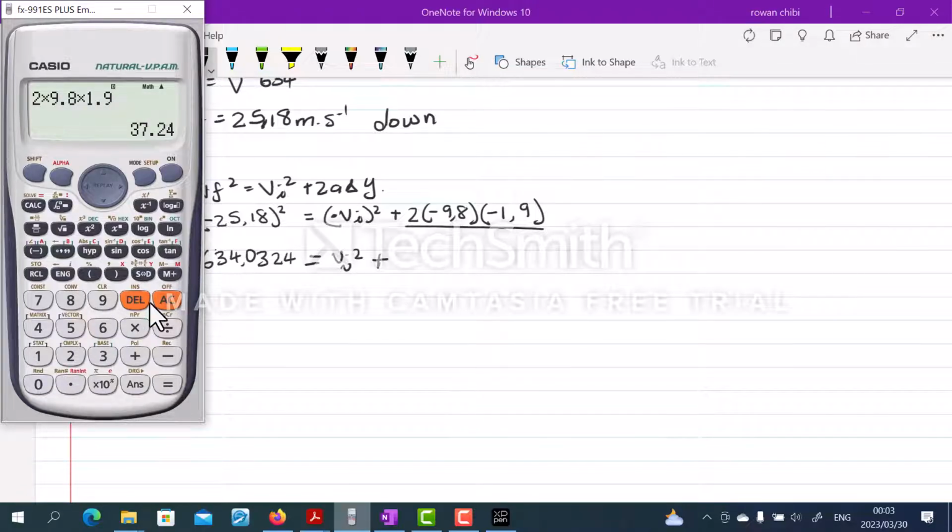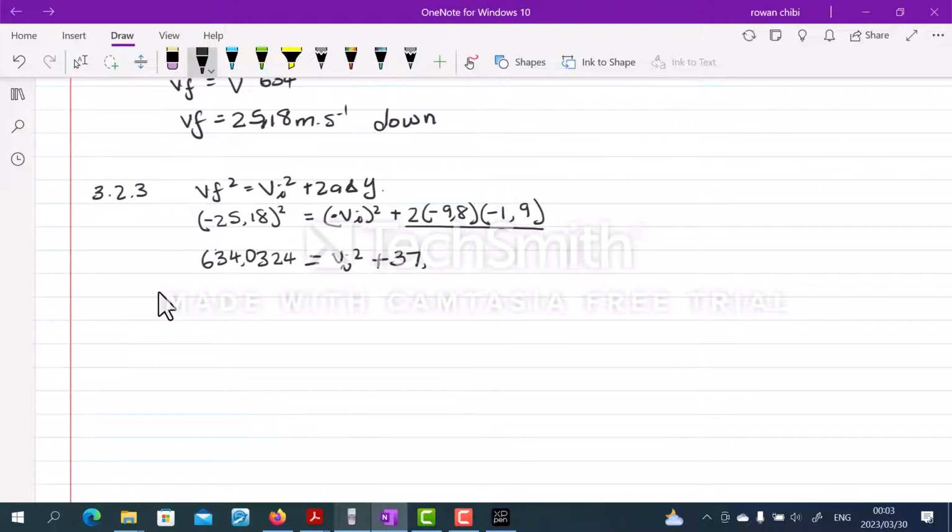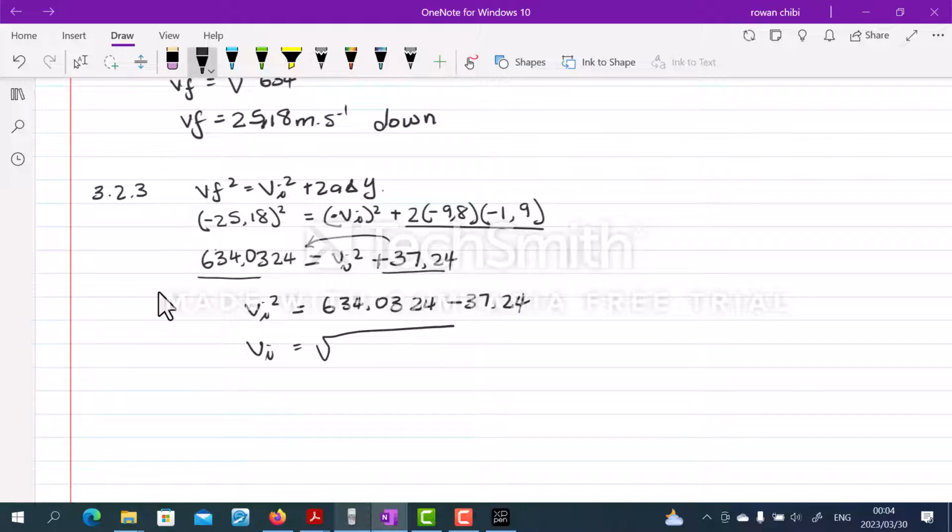So we have 37,24. Now we have like terms. This and that are like terms, so let's take this one to that side. On the other side we have v initial squared equals 634,0324 minus 37,24. And then let us find that answer.